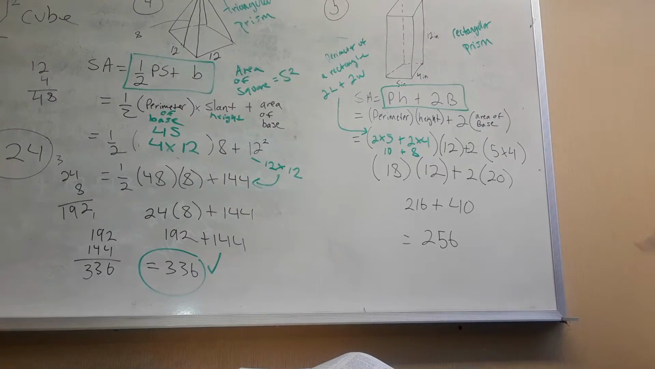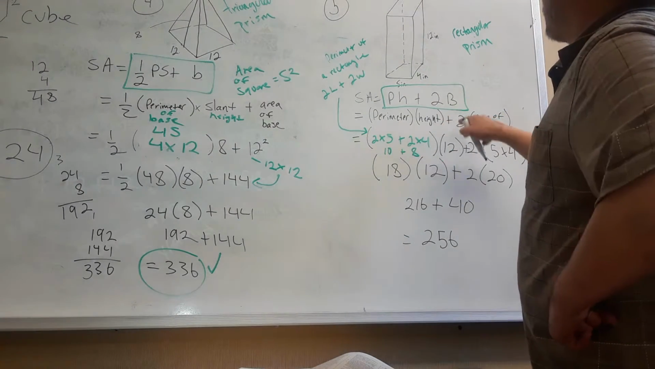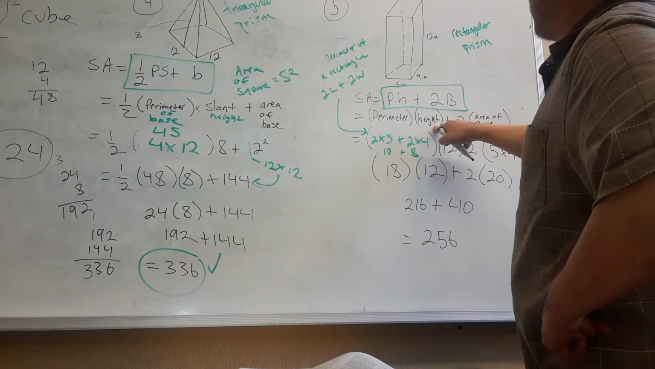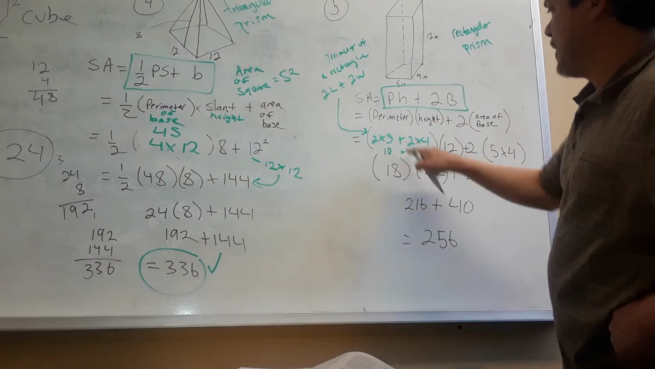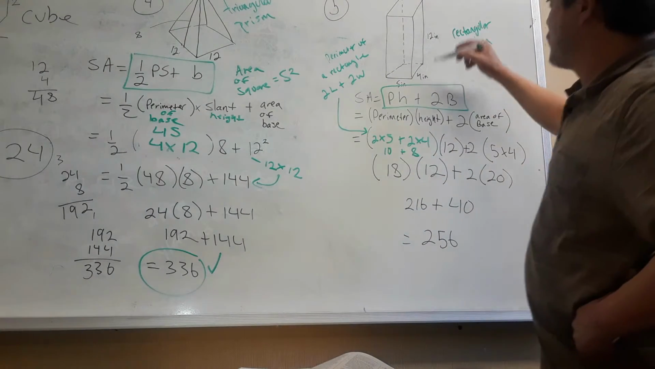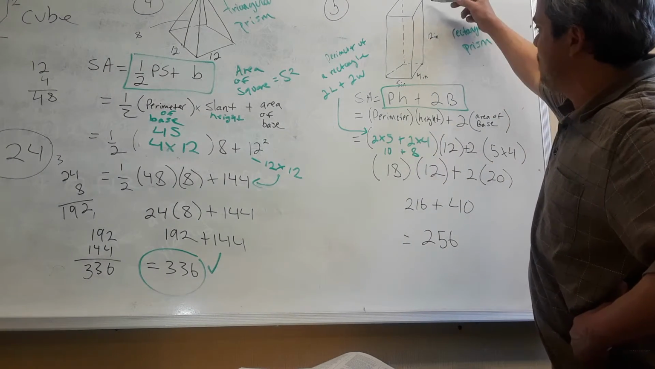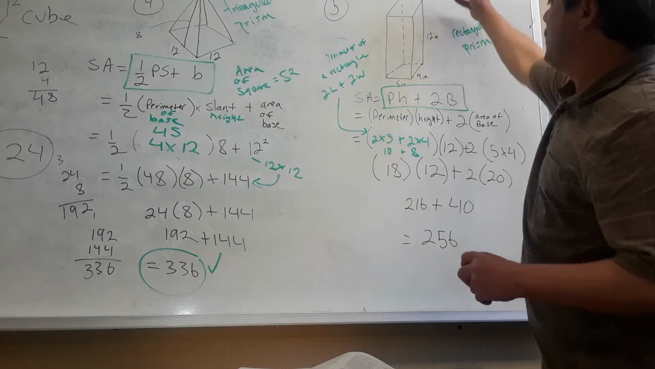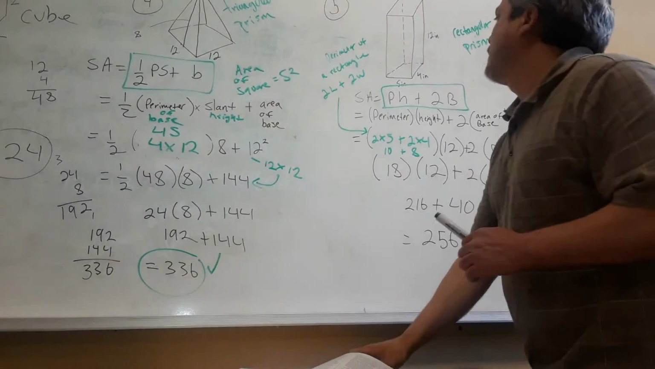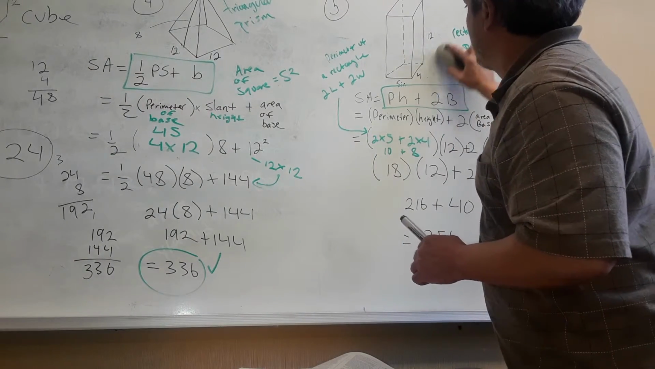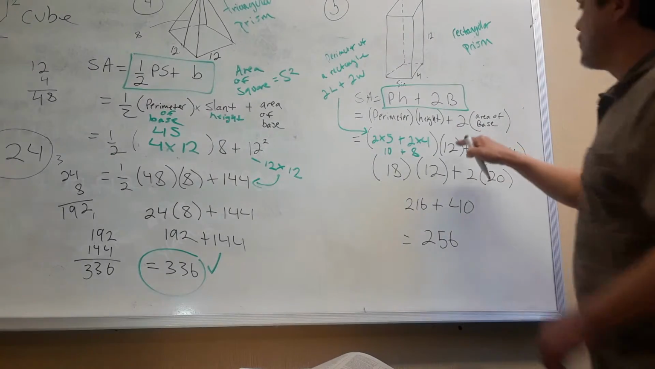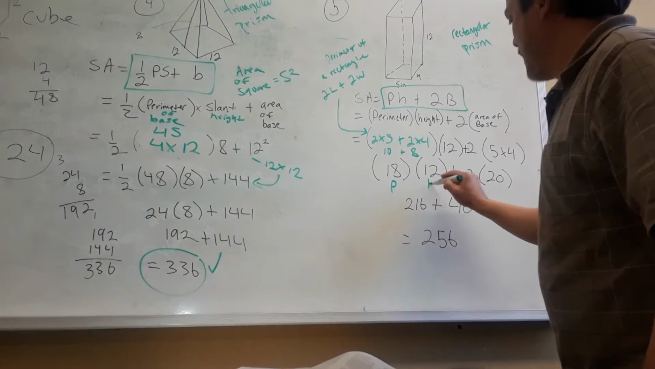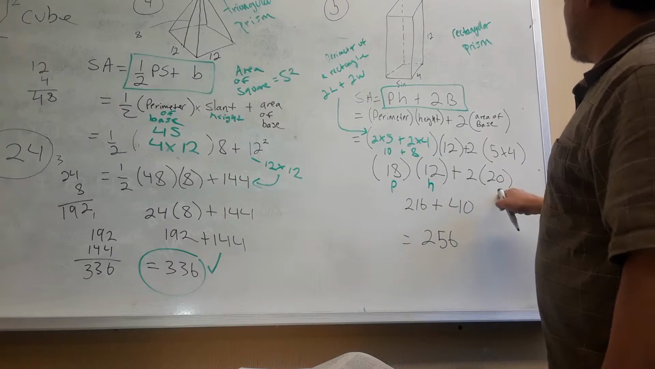Now, perimeter times height. So we got the perimeter. Now the height is 12. You see that standing up? The first one was leaning on its side. This one is standing up. And again, they don't give us units. Then 2 times the base.